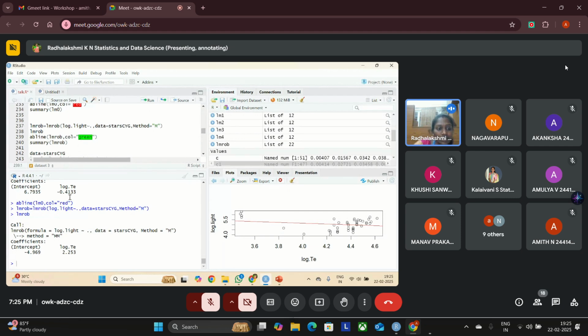You can see here in the LM fit, the intercept is positive, but in the robust regression procedure, you are getting the vice versa. We will see why it happened.